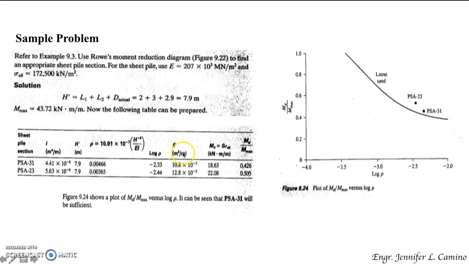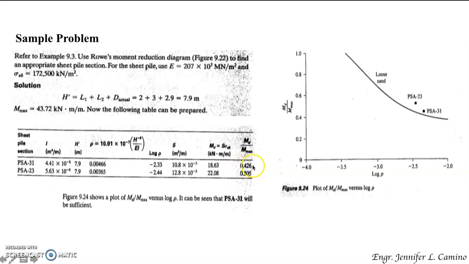And our section modulus for this section is equal to this value. So therefore, our M sub D, which is S times the allowable pressure, is equal to this value. And now we have M sub D over M sub max, which is equal to this. Based on our illustration from this table, it is sufficient. Our PSA 31 is a sufficient section.